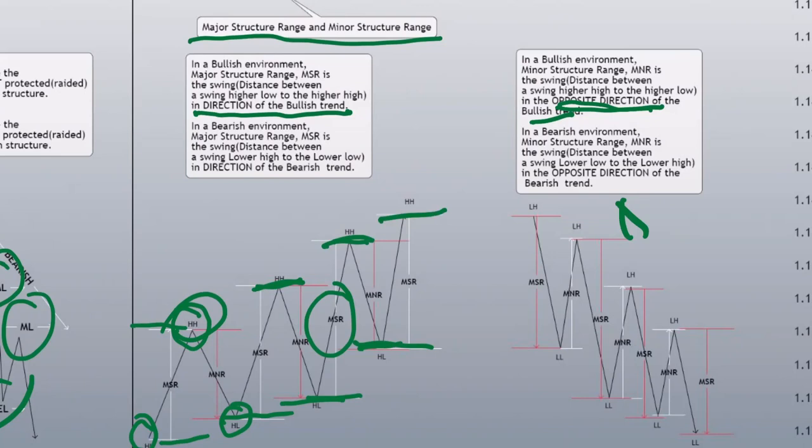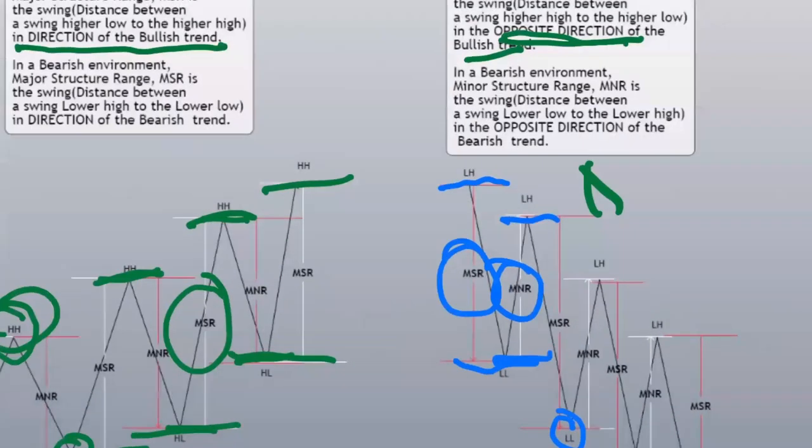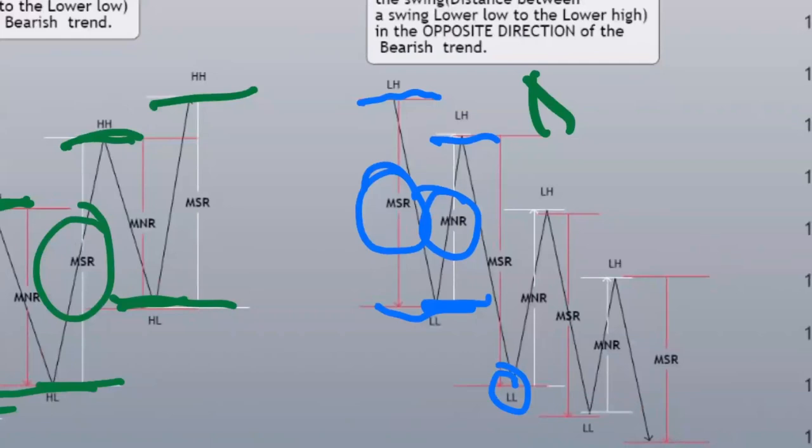And the reverse, of course, is the case in a bearish trend. So in a bearish trend, basically, between the lower high to the lower low, we have the MSR. From the lower low back to the lower high, we have the MNR. You can see where the arrow is pointing, so please note that. My arrow is pointing up, showing that movement from lower low to the lower high is what constitutes an MNR, that is minor structure range. While from lower high down to lower low, the arrow pointing down is the major structure range.